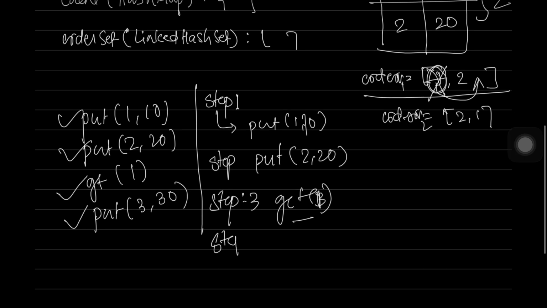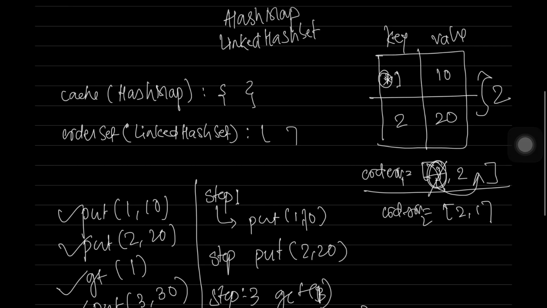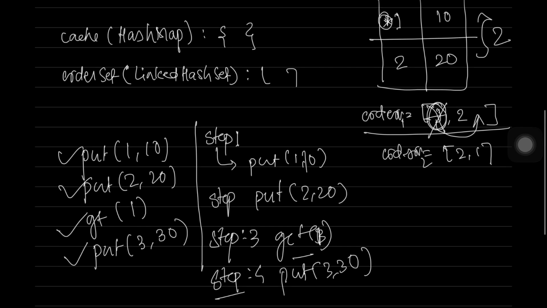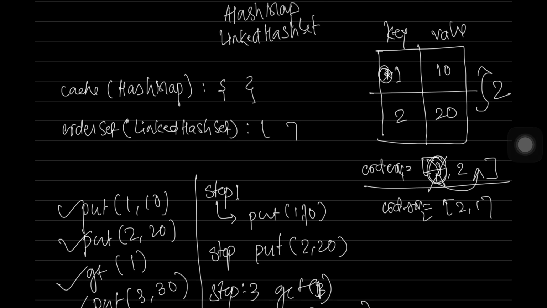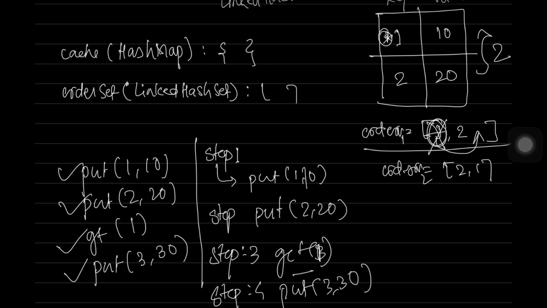In step 4, where the magic happens, we are putting 3 comma 30. When we go to the map, we find that the capacity and the cache size are equal, which means we need to make space for this new key. For that, we need to remove the oldest atom. If we are using the LinkedHashSet and we get the first element from it, that will be the oldest one. So we will remove this 2.